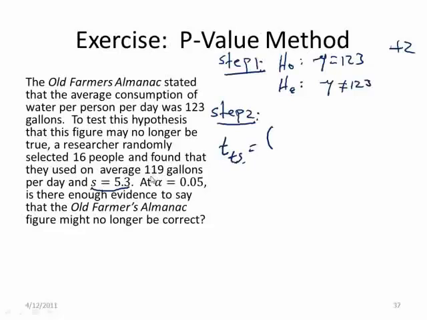Come on. Yeah, sure. So we take x bar of 119 minus mu under the null hypothesis, which is 123, times the square root of our sample size, which is 16, divided by 5.3. So I came up with negative 3.02.